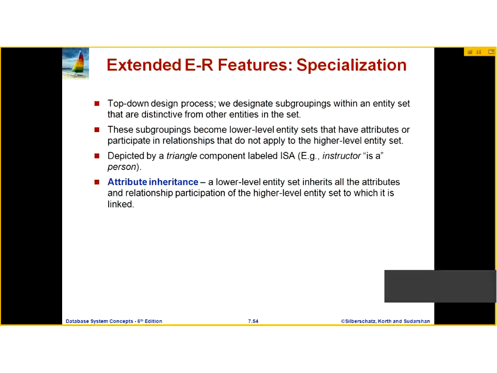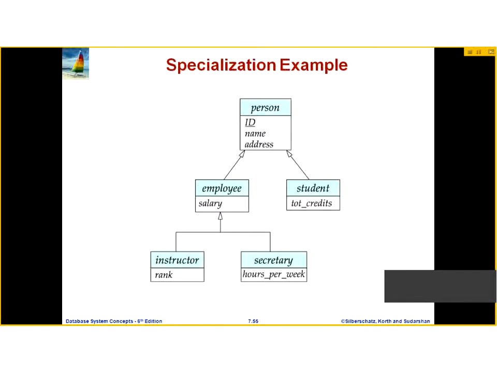For example, instructor is a person. So instructor is the sub-entity, person is the entity, and instructor has certain unique features which are not included in person. So the lower-level entity set inherits all the attributes and relationship participation of the higher-level entity set to which it is linked. And we mentioned specialization in this way, like a person entity is divided into specialization, employee and student.